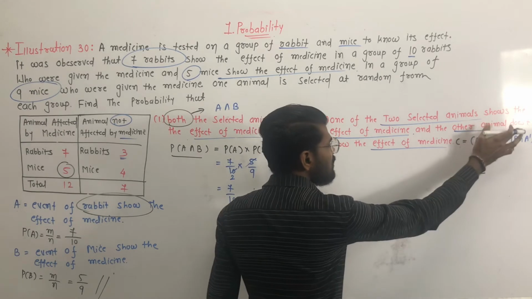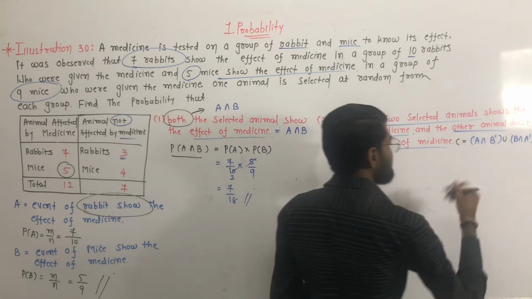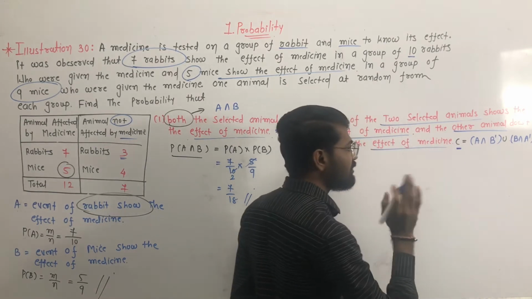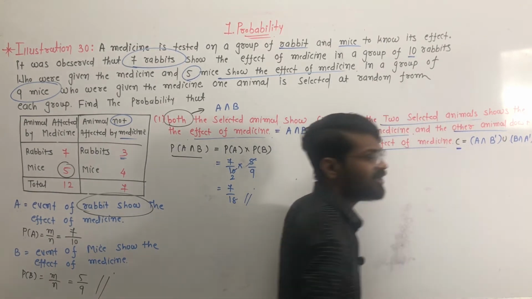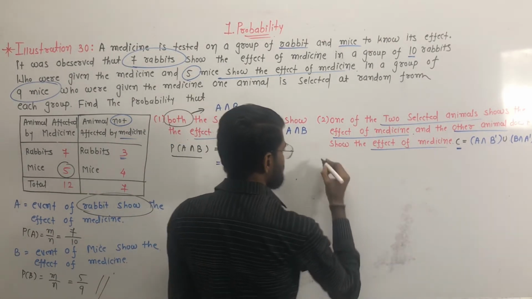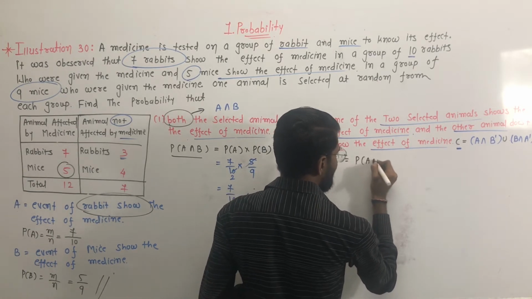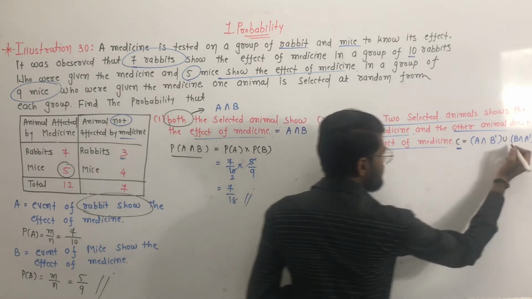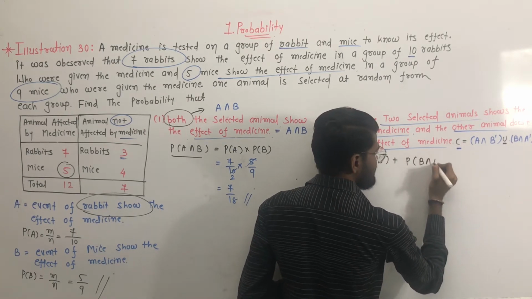Now the second event is that one of the two selected animals shows the effect of the medicine and the other animal doesn't show the effect of the medicine, and this event is denoted by C. Then our event is A intersection B dash union B intersection A dash. So we have to find the probability of this event C. P of C is equal to P of A intersection B dash, and for the union there is a plus, and P of B intersection A dash.